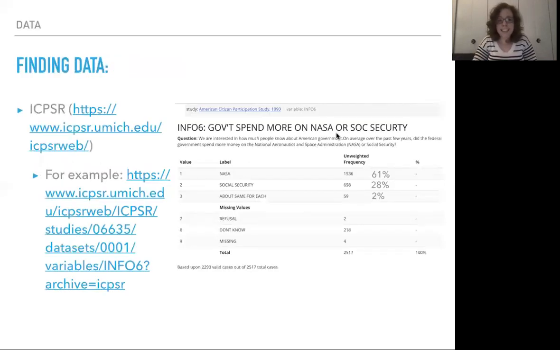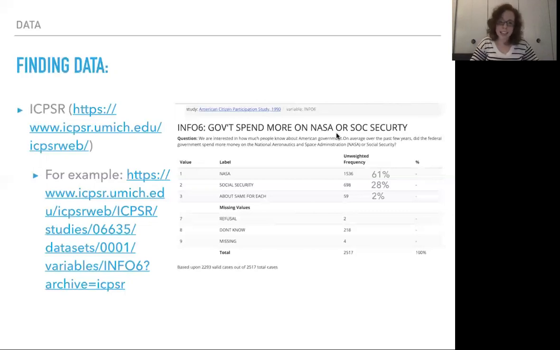So one place is ICPSR. So what I did is I just took the topic for today's class, space exploration, figured, well, NASA is pretty much the primary vehicle of space exploration in the US, and typed in NASA to their search of polling questions, right? They will search all the polling questions in their database and come up with a list of all the questions that have asked about NASA. This one struck me as interesting, so I picked this.